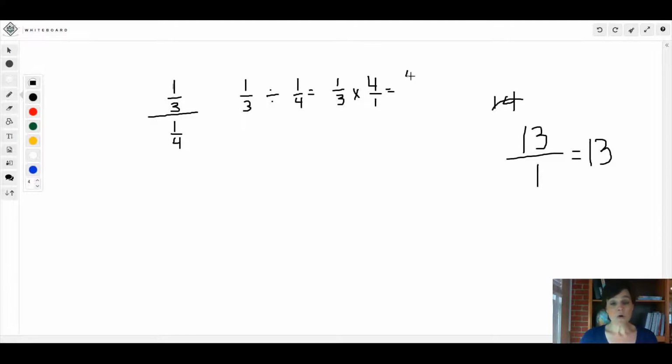Then you can multiply. 1 times 4 is 4. 3 times 1 is 3. We get 4/3, but that needs to be simplified because this is improper. How many whole times does 3 go into 4? 1 whole time with how many left over? 1/3. So this would have been your answer on number 1 on worksheet 6.6.